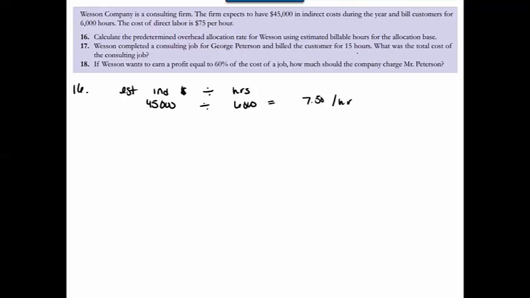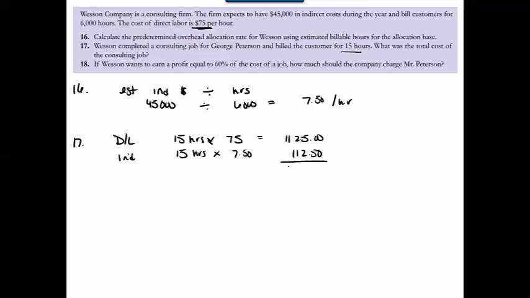If they billed a customer for 15 hours, what was the total cost of the job? So I would have the direct labor, which is 15 hours times $75 per hour. And then I would have my indirect costs, which would be 15 hours times $7.50. So this would be 1125. And this would be 112.5. So the total cost for the job is 1,237.50. So it's much simpler than the manufacturing, right? I just got labor and everything else is just a percent of the labor.